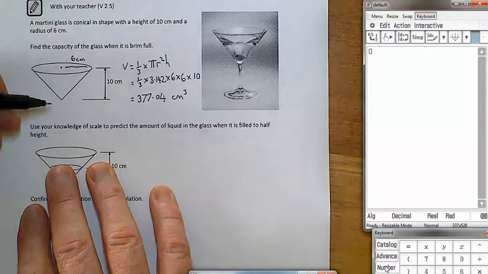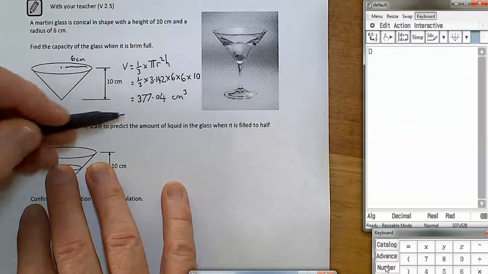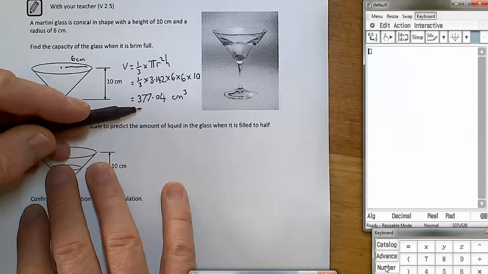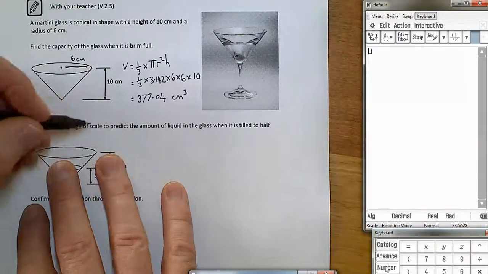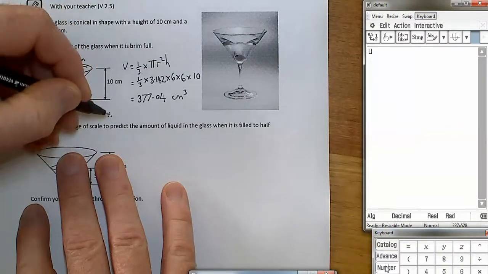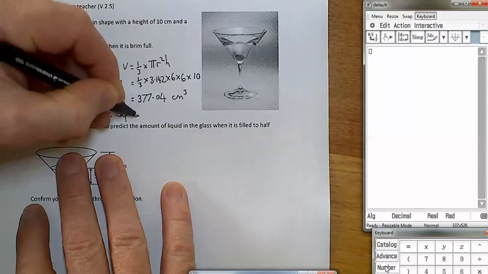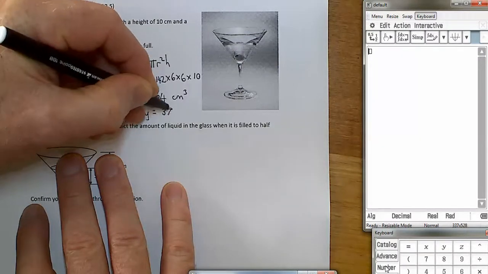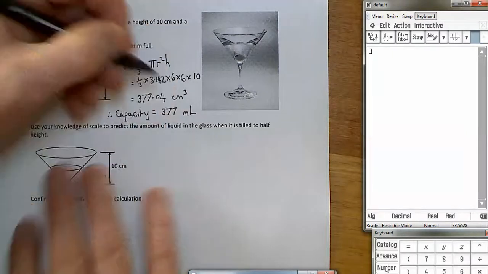And we usually measure liquid in millilitres or litres. Millilitres is most appropriate here, and each millilitre takes up the same amount of space as 1 centimetre cubed. So 377 centimetres cubed is 377 millilitres worth of liquid. The capacity equals 377, we'll just round it off to 377 millilitres.